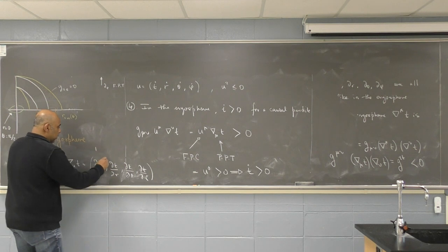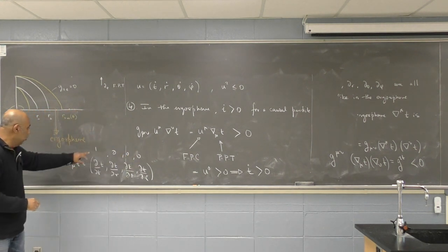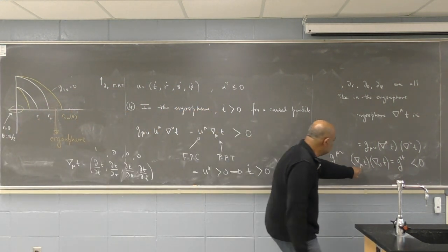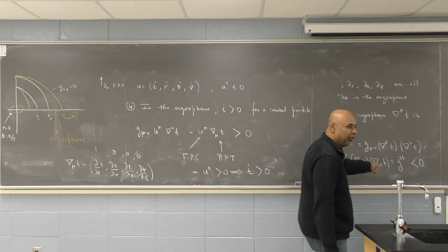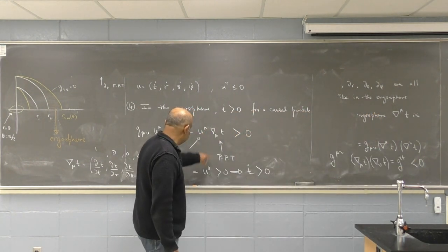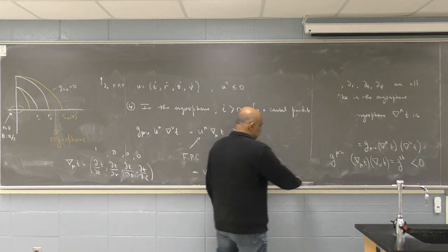Obviously, this is 1, 0, 0, 0. So only the 0th component exists, and that is why this became G00 or GTT. And same thing over here, this became U0, t greater than 0. Fine.